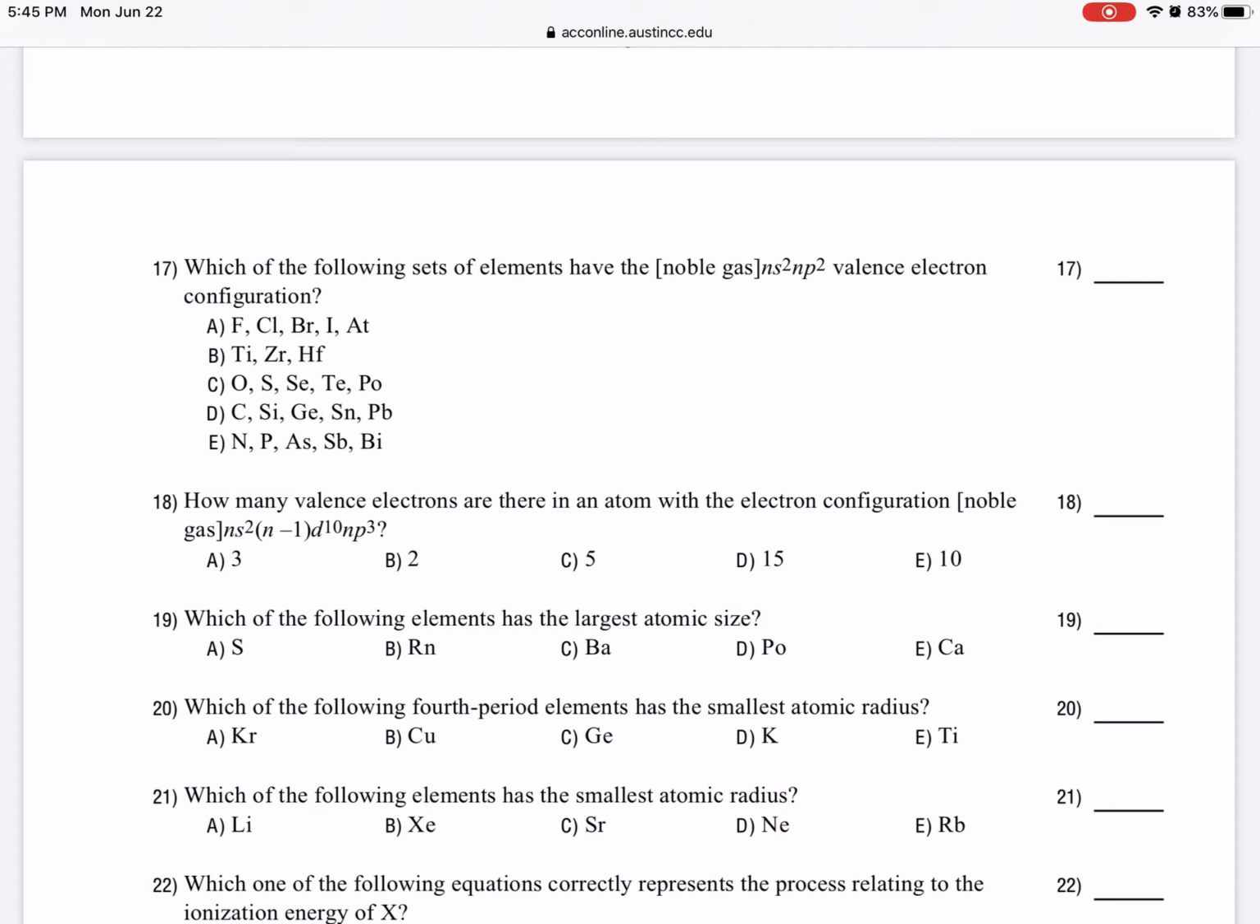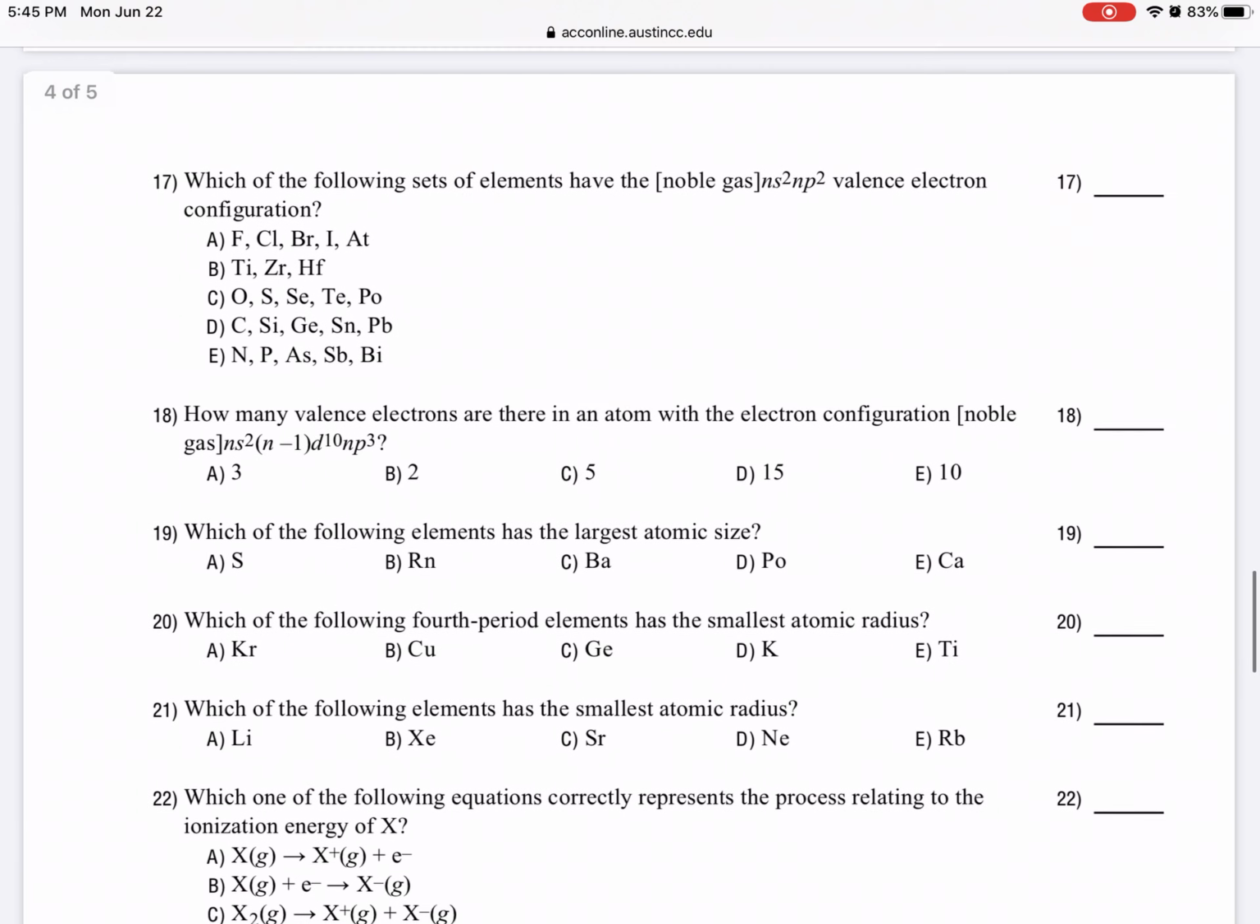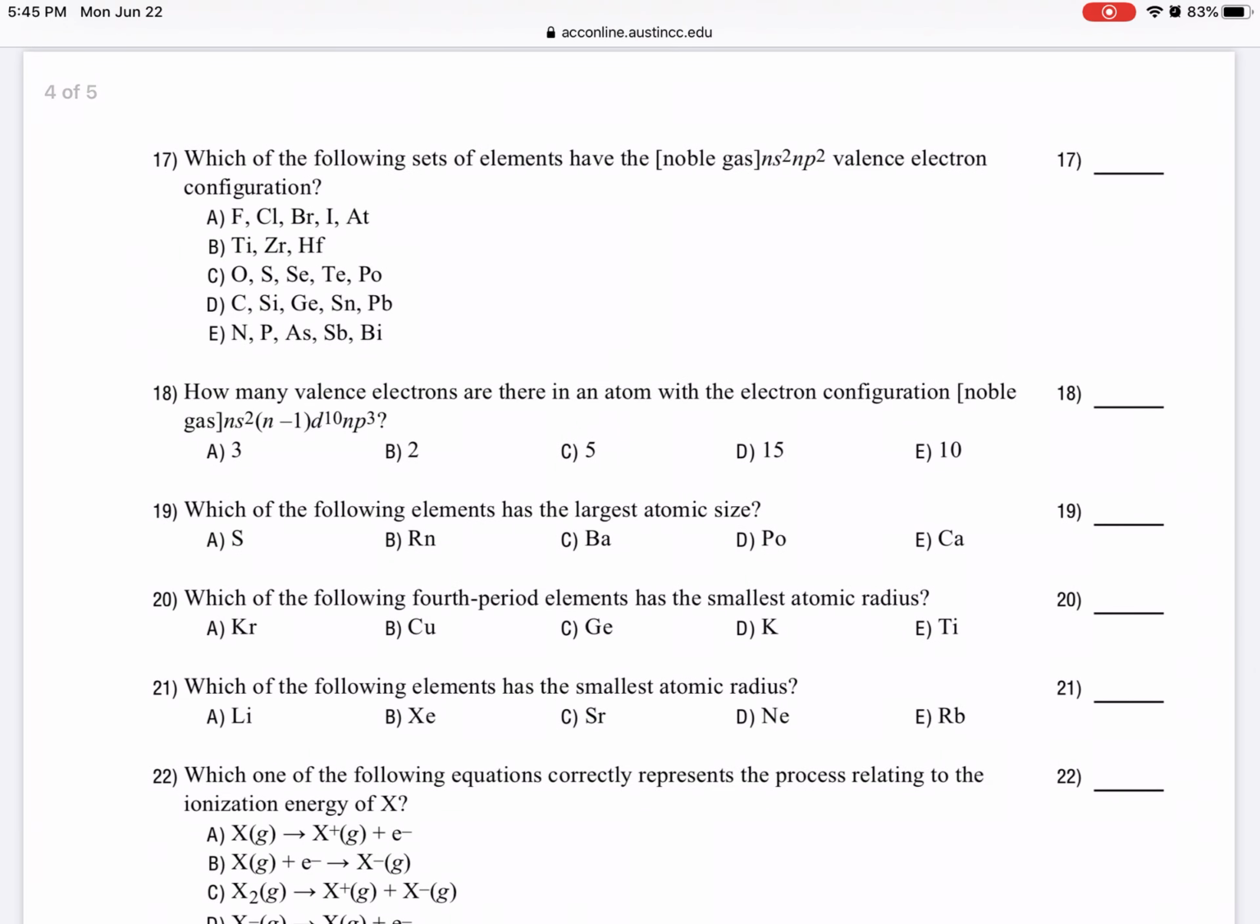Okay, that's how you find which of the following sets of electrons have the noble gas configuration and this valence electron configuration. And then the number 18. So the correct answer for 17 is D.